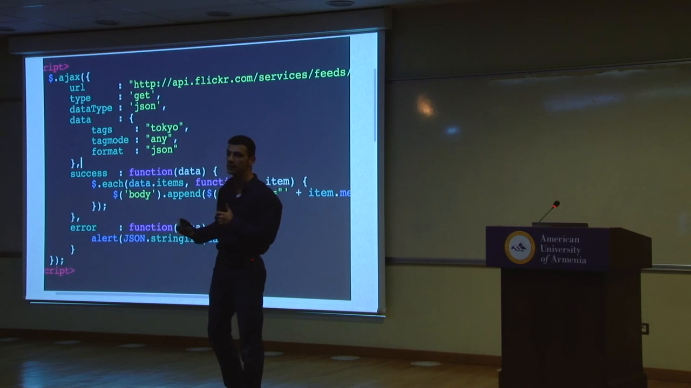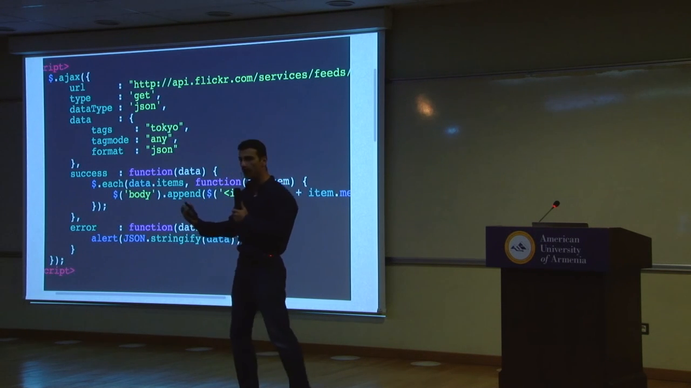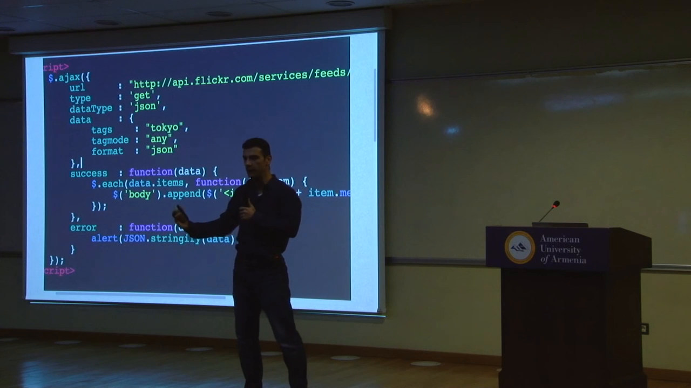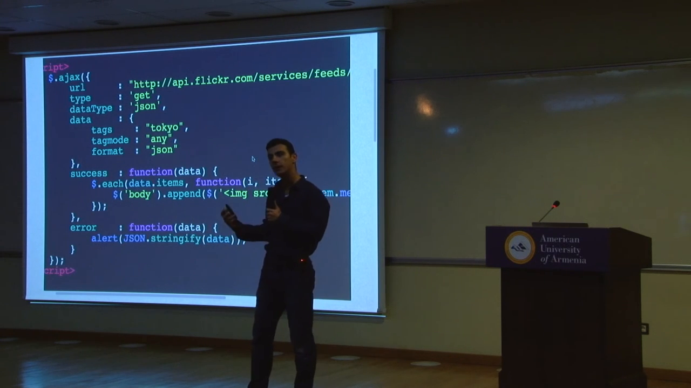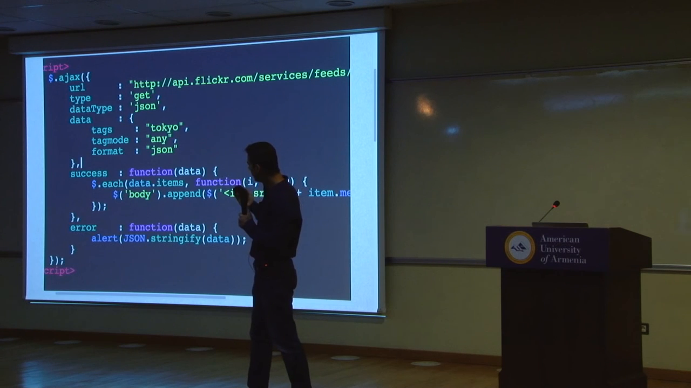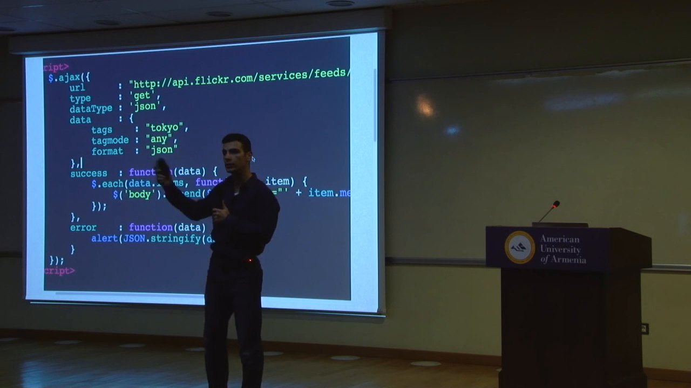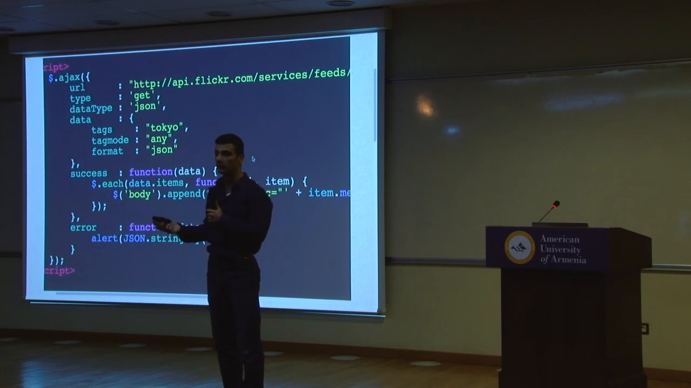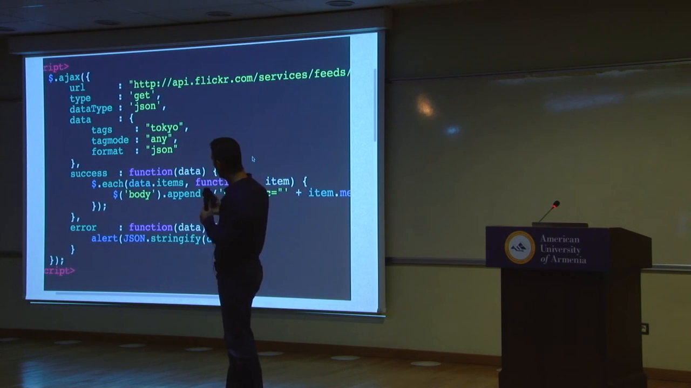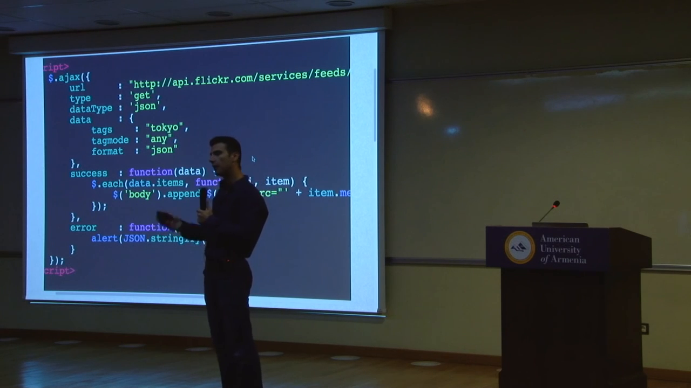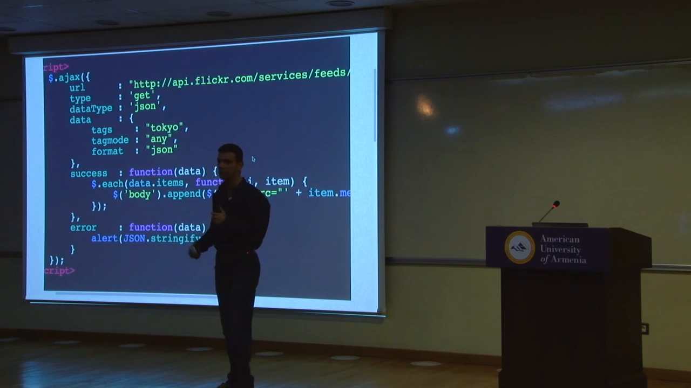The third thing is the data type. What is the format? What is the kind of thing that I want to get back? I want to get back JSON. And so that's what I see there. Data is the parameters that I'm sending to the server. I'm saying, hey server, please give me things that have tags of Tokyo. The tag mode is any, I don't know what that means, but it's things that the server understands. And the format that I want the response in is to be JSON. I also tell them. And then I give it a success function.